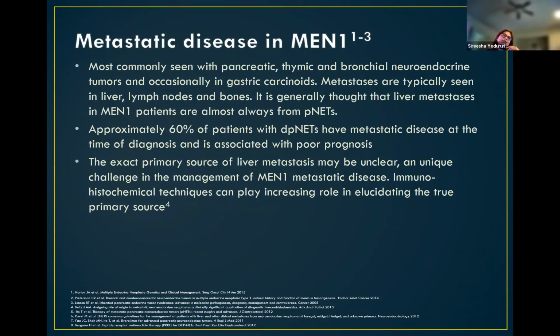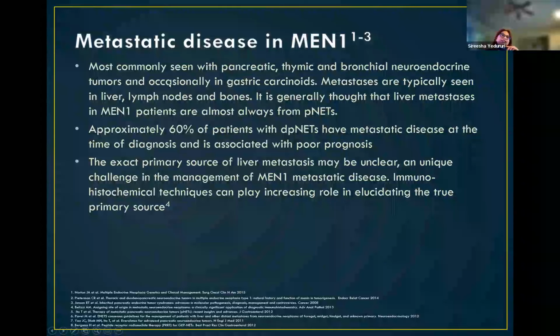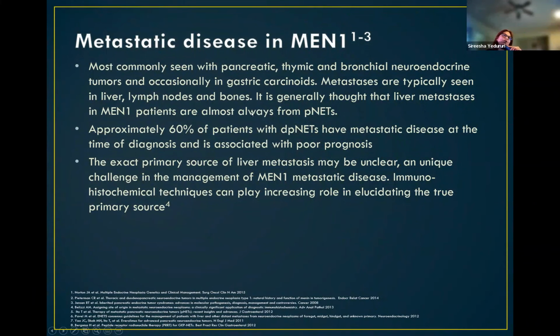So what are the common causes of metastatic disease? Metastatic disease is mostly common with pancreatic tumors, thymic, and bronchial neuroendocrine tumors, and occasionally with gastric carcinoids. Metastases are typically seen in the liver, lymph nodes, and bones. And it is generally thought that liver metastases in MEN1 are mostly from pancreatic neuroendocrine tumors.